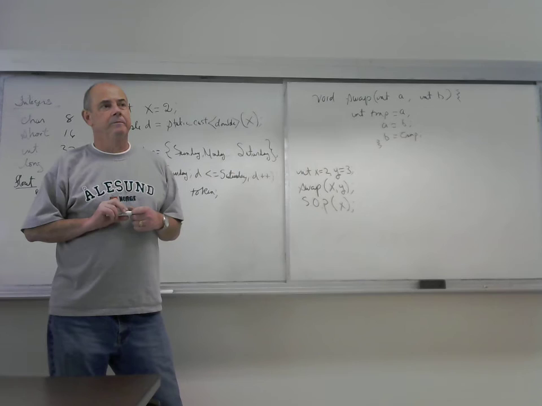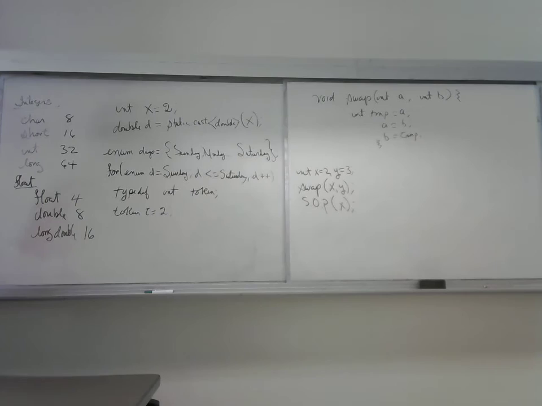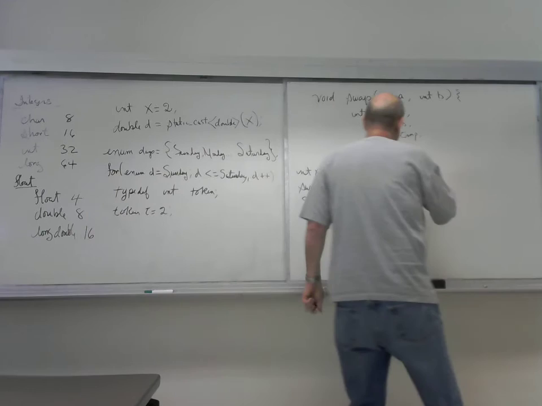So everybody understand this. Well, why didn't it swap? Why didn't it print 3? I'm sorry? Variables are passed by value, i.e. on the stack we put a 2 and a 3. So when we call swap, we push on the stack.